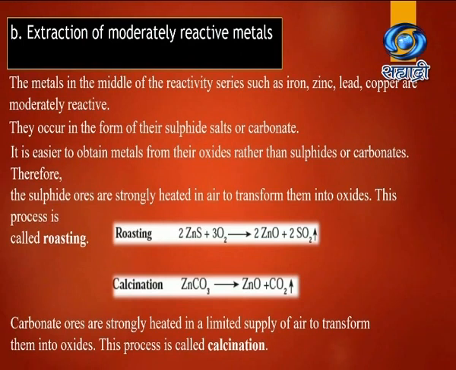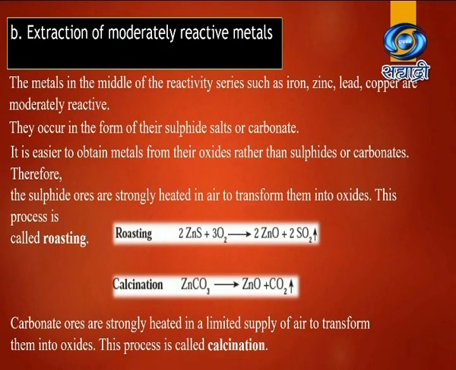Extraction of moderately reactive metals. The metals in the middle of the reactivity series, such as iron, zinc, lead, and copper, are moderately reactive. They occur in the form of their sulfide salts or carbonates. It is easier to obtain the metals from their oxides rather than sulfides or carbonates. Therefore, the sulfide ores are strongly heated in air to transform them into oxides. This process is called roasting.